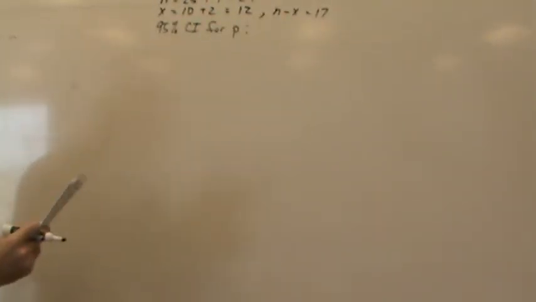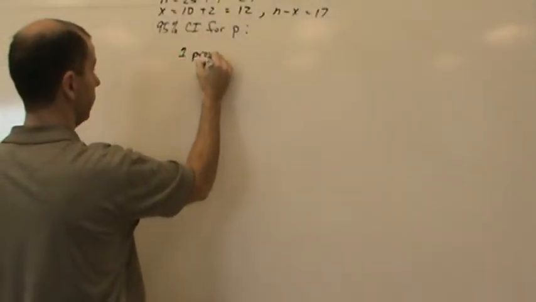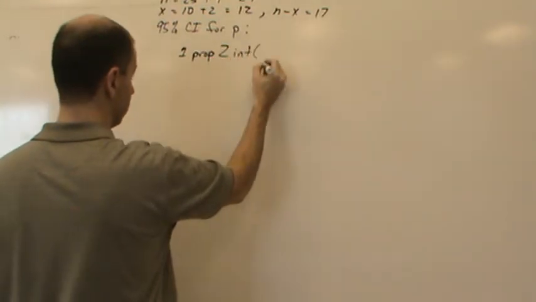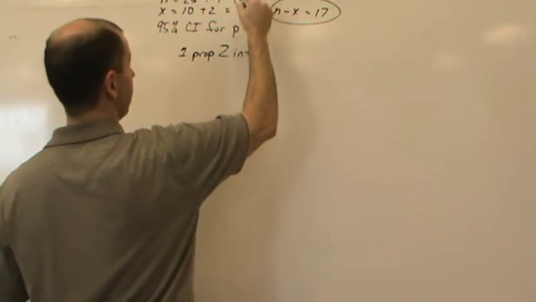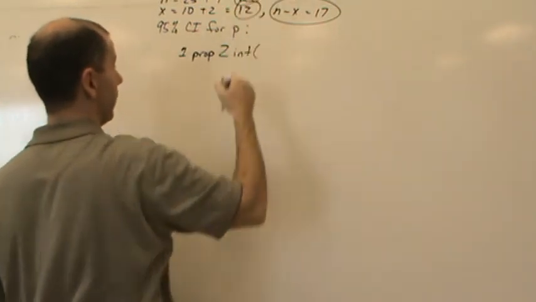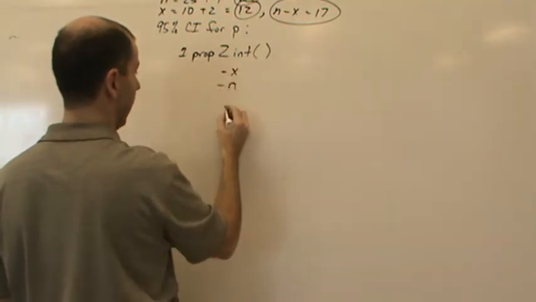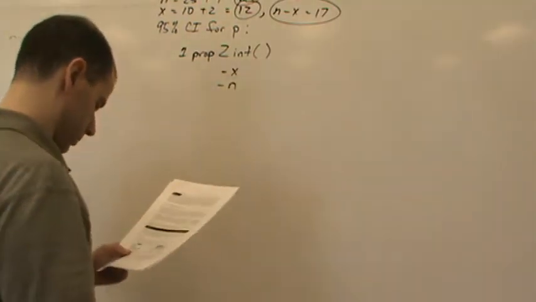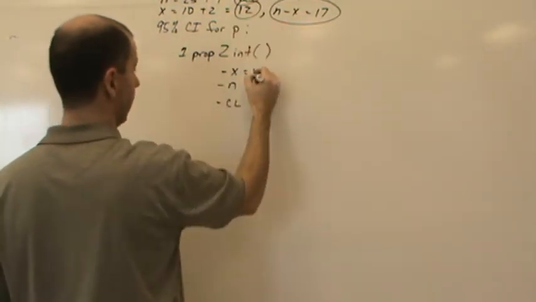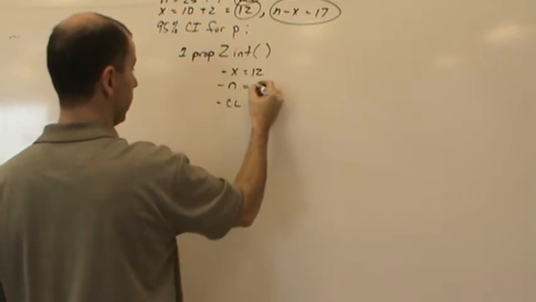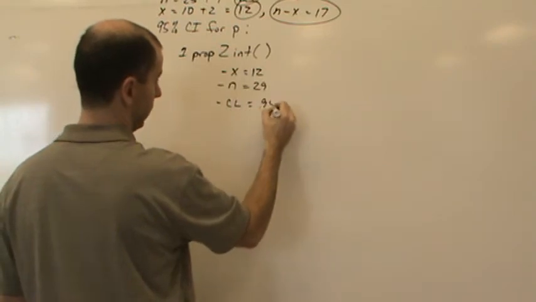So if we use one prop z int, so one proportion z int, with the new information, we're going to use this, and this. So basically 29 and 12, right? Because in this we need X, N, and the confidence level. So X is going to be 12, not 10. And N is going to equal 29, not 25. And then we're going to use 0.95.